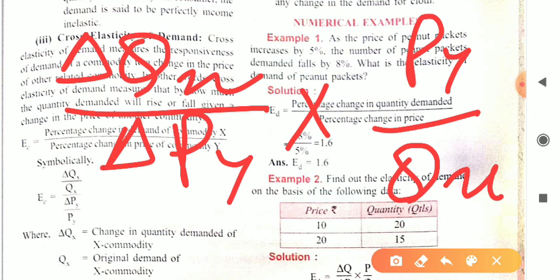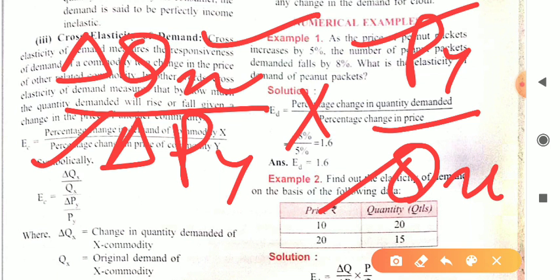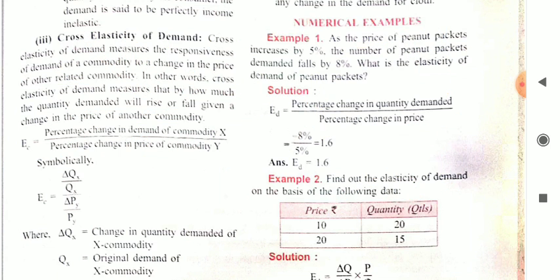Change in quantity demanded of X commodity divided by change in price of Y commodity, into price of Y commodity divided by quantity of X commodity. So this is the formula of cross elasticity of demand.